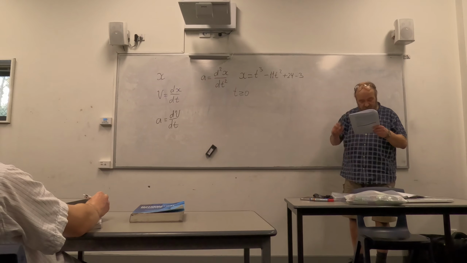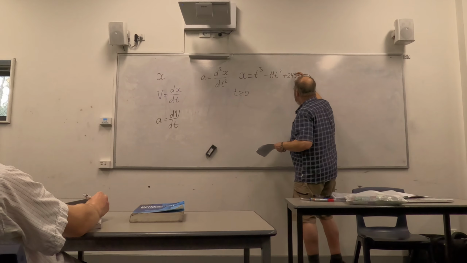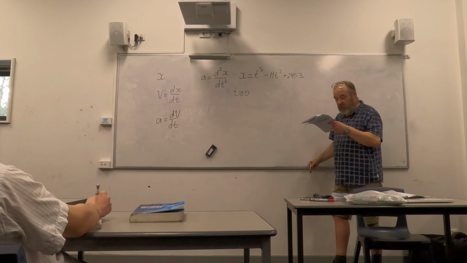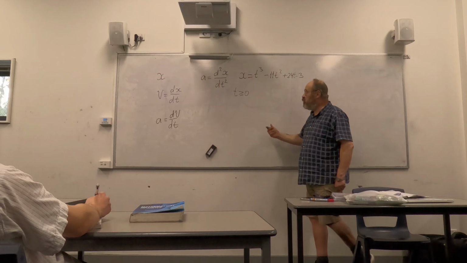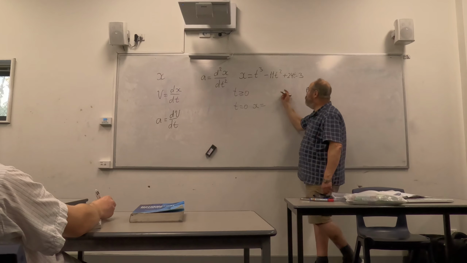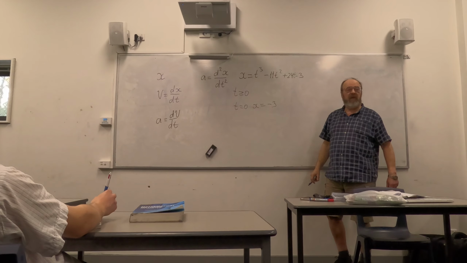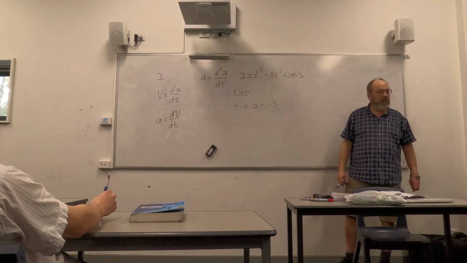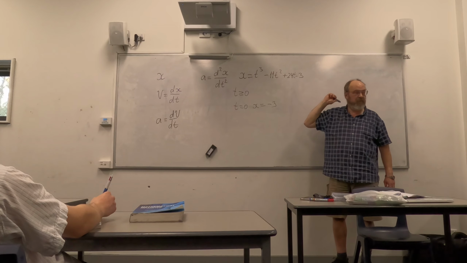Is it 24t or just 24? It's 24t, yes, thank you. Now, first question: what is the initial position? Initial position is when t equals 0. Then x equals negative 3. Here t is time, and x shows how position changes with time.